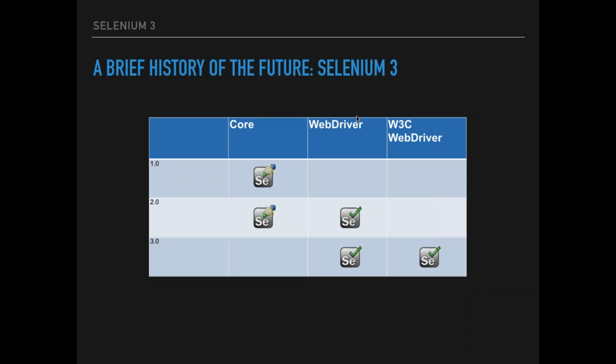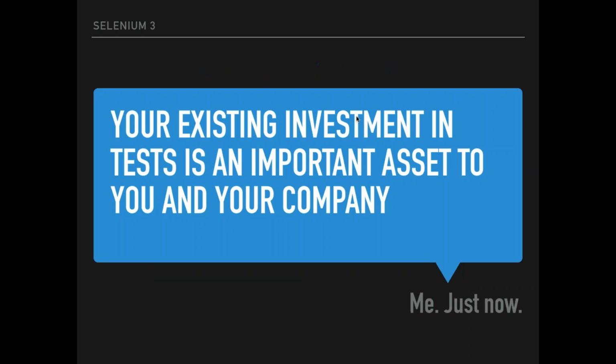Now, what are we going to do? I just said we're going to remove Core, and that sounds a bit alarming, right? You've probably made a fairly significant investment in your tests and in your testing infrastructure. And although for the past 5 years or so we've been telling people that they should use the WebDriver APIs, there are still people using Selenium RC. Your existing investment in tests is an important asset to you and your company. What we definitely don't want to happen is, when you switch to Selenium 3, for your existing tests, if you were using the older APIs that are deprecated and have been suggested against using for quite some time, we don't want you to throw away that investment.